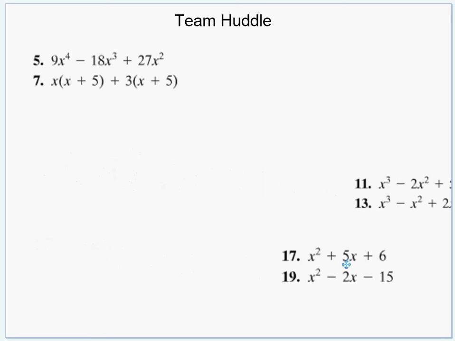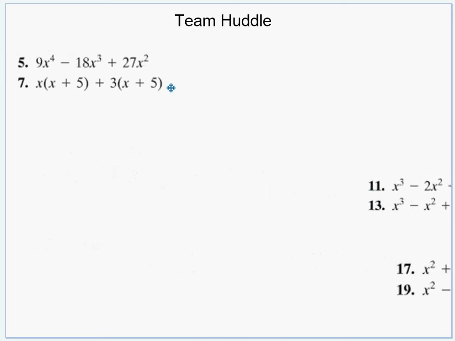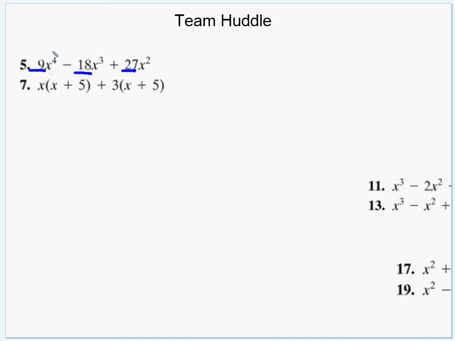Okay, let's do these in little groups here. Okay, the first one, when I look at that across, I see 9, 18, and 27. Those are all divisible by 9, so we are going to factor out a 9. And then we got x to the 4th, x to the 3rd, x squared. We can factor out the smallest, that's x squared. So let's see what's left inside.